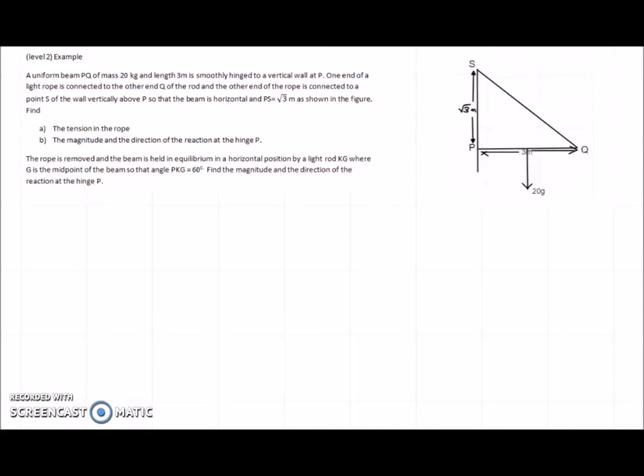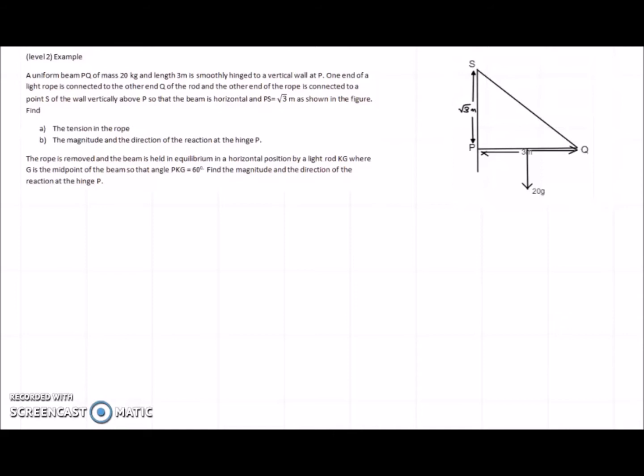This example is a level 2 example. Now read and understand the problem. In this, a uniform beam PQ of mass 20 kilograms and length 3 meters is smoothly hinged to a vertical wall at P. Then one end of a light rope is connected to the other end Q of the rod, and the other end of the rope is connected to a point S of the wall vertically above P.